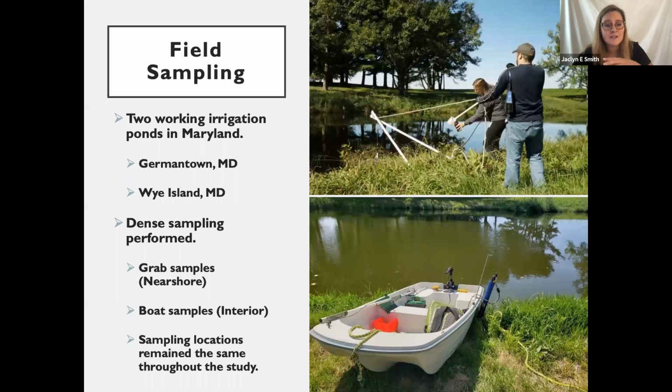Both nearshore and interior water samples were taken, and interior was taken on a little boat displayed there, as well. A hand grabber was used to get the nearshore samples. And sampling locations remain the same throughout the entire study. We used a GPS with about 2-foot accuracy, although most of the time it was a lot better than 2 foot. That was just what the company guaranteed, just to ensure that these locations stayed the same through the study.